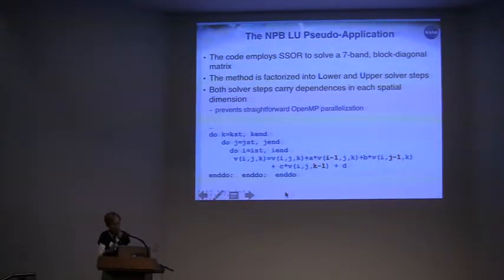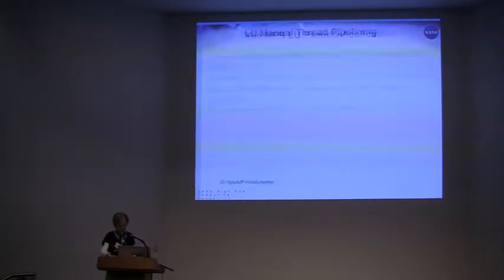And the method is factorized into a lower and an upper solver step, but both of them carry dependencies in each of the spatial dimensions that it walks through. So there is no chance you could just easily pick one dimension and vectorize that, parallelize with OpenMP.